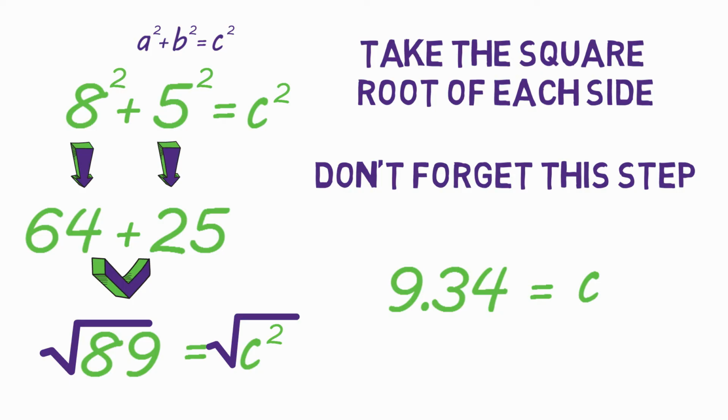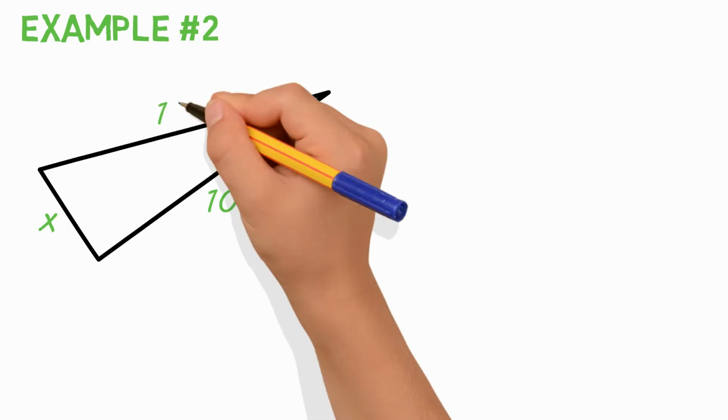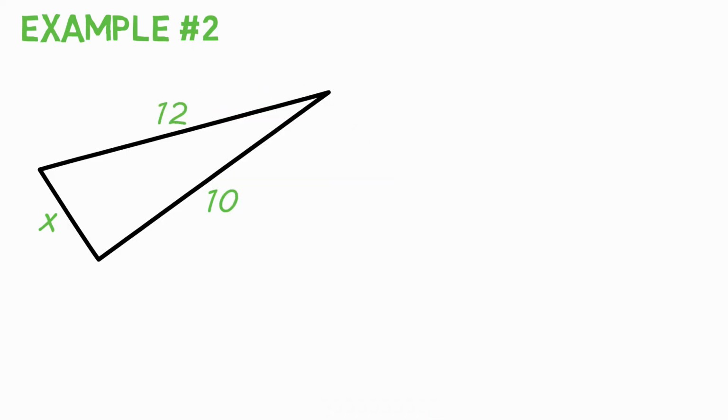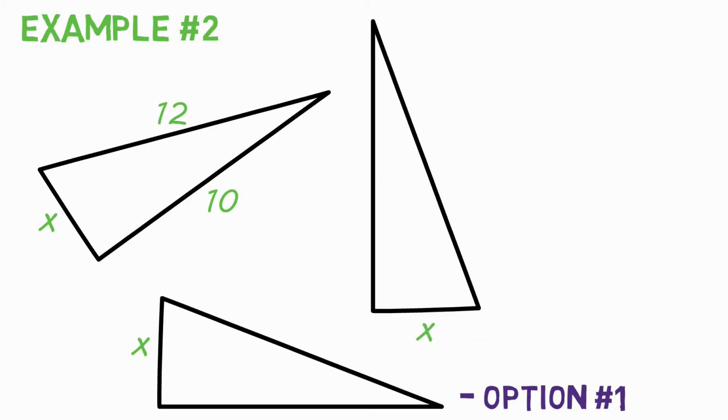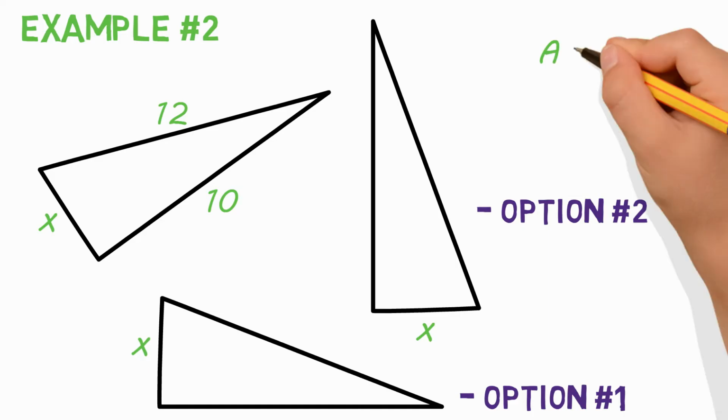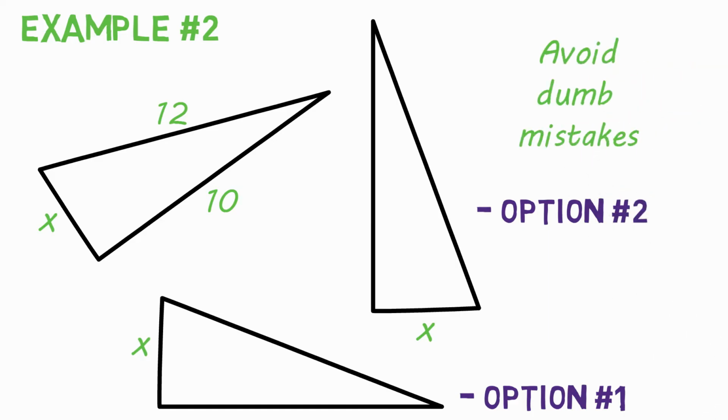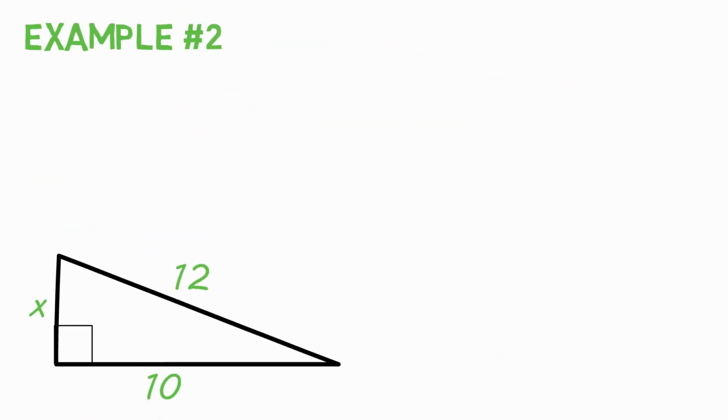Now let's work through an example where one of the leg lengths is unknown, as in this triangle. Remember to orient the triangle with the hypotenuse slanting to the right. There are two ways to do this, but both will get you the same answer. Again, this is not necessary to solve the problem, but significantly helps you solve these problems quickly and avoid dumb mistakes. I'm going to go on with option number 1. So in this case, the length of side A is unknown, the length of side B is 10, and our hypotenuse, side C, is 12.